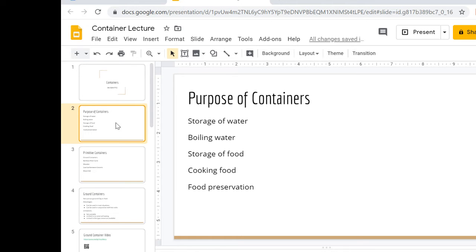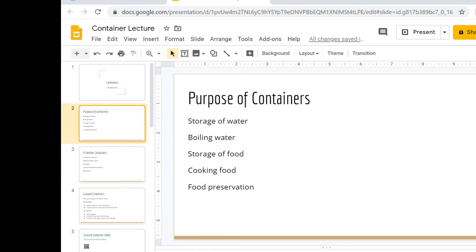It can be really hard to make a method of distillation, but boiling, there are several different methods of primitive containers that will allow you to boil the water within it, either internally or externally heating the water. And we'll talk a little bit about that in just a second. But containers can also be used for storage of food, cooking food, and food preservation for long-term survival.